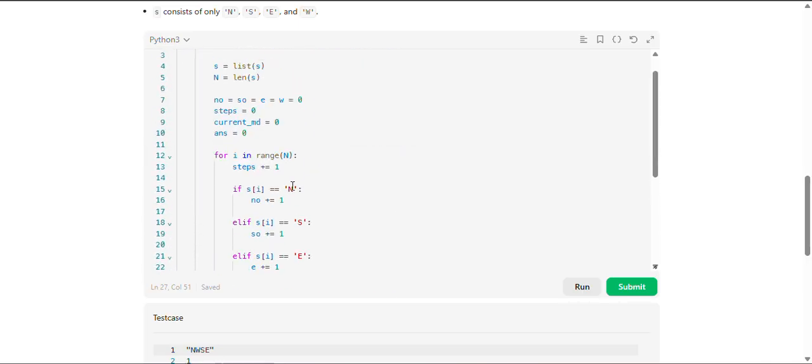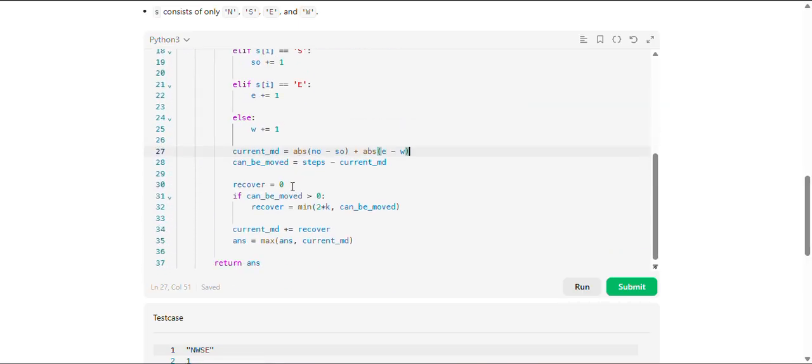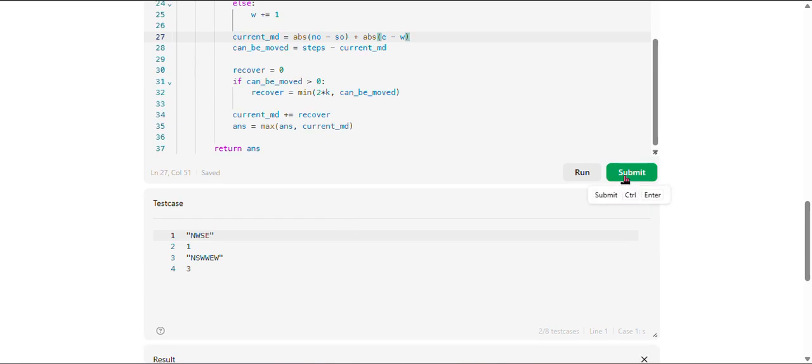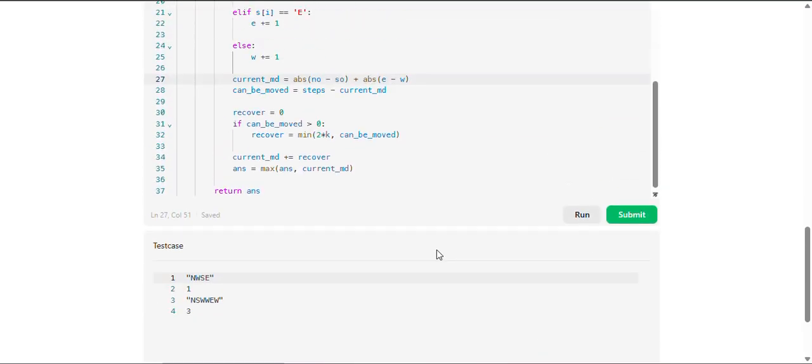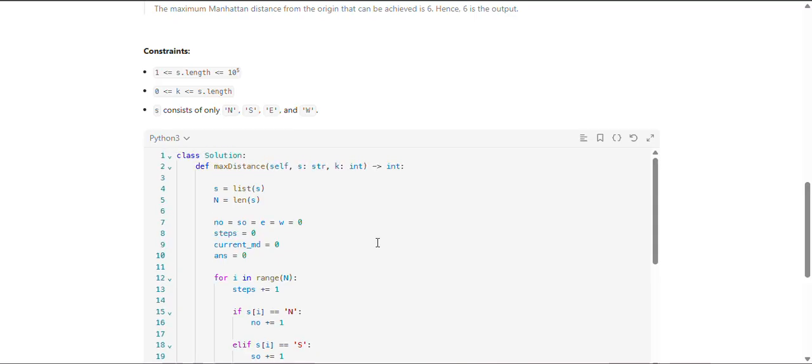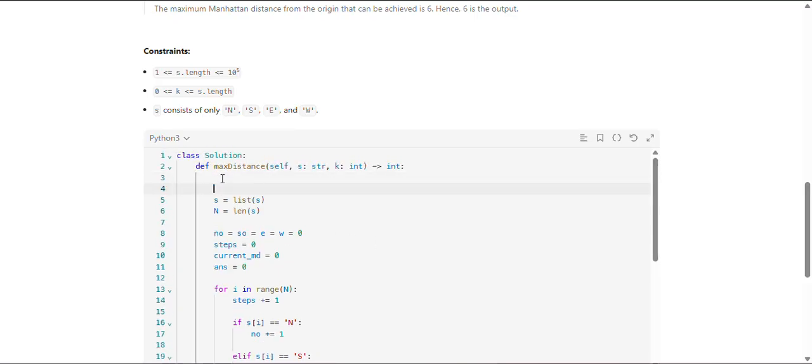And I think this solution looks good. It has a complexity of O of n. Okay, let's submit it and see. Yeah, cool, works. And the time complexity obviously would be O of n because you are traversing through the entire string once.